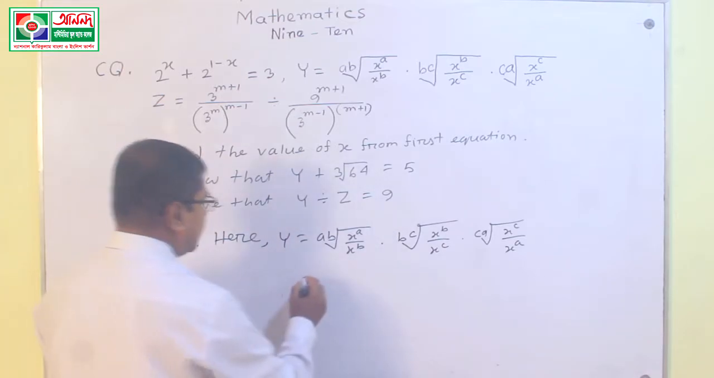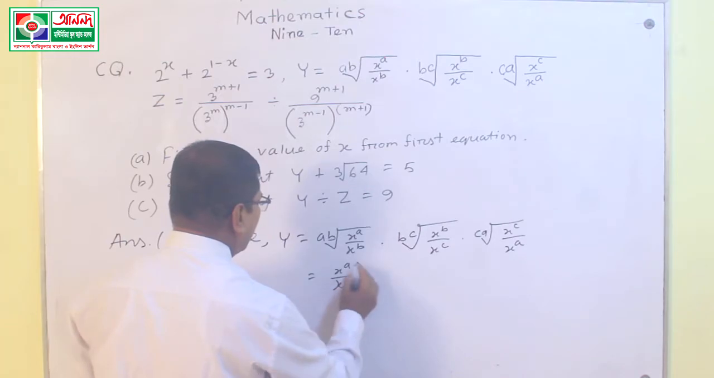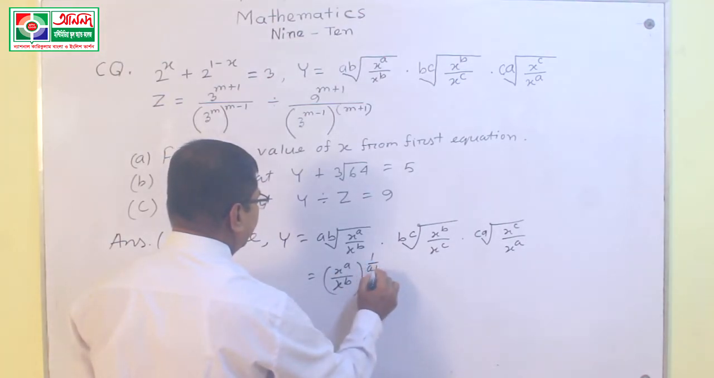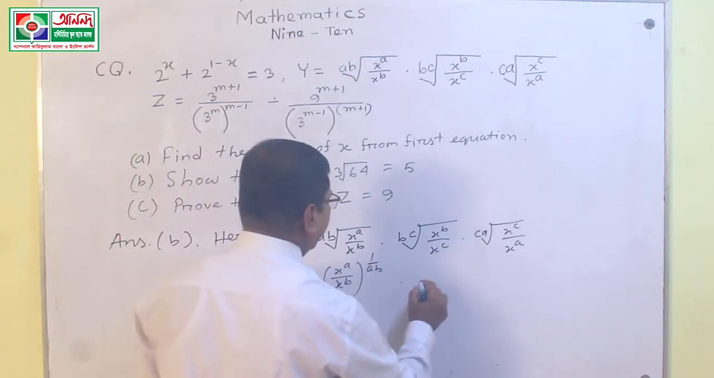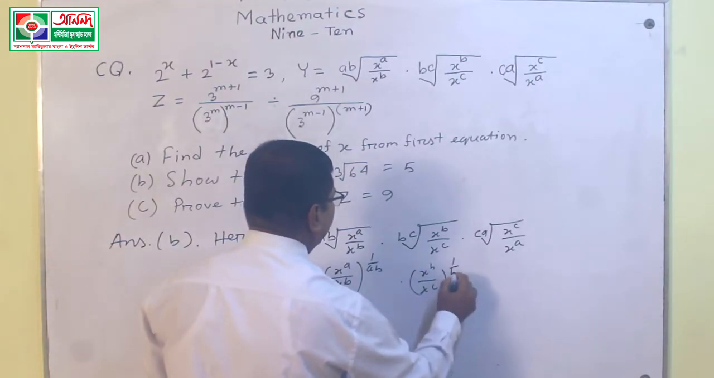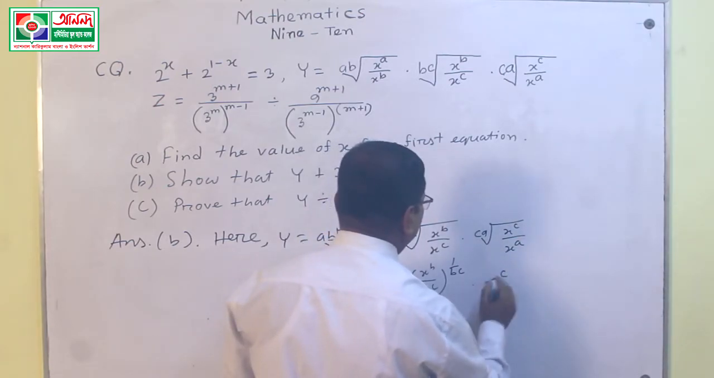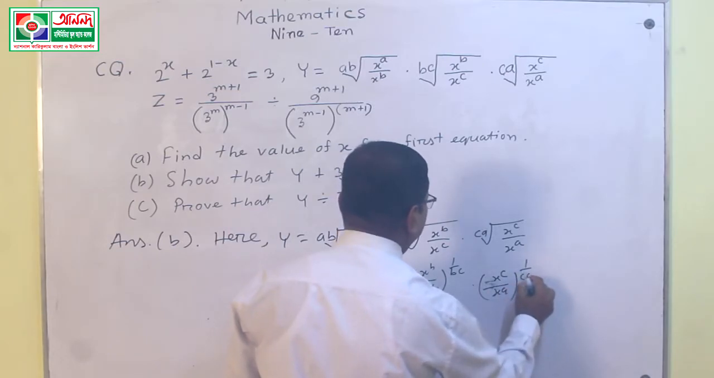At first we can write here x to the power a divided by x to the power b whole to the power 1 by ab. Same way you can write here x to the power b divided by x to the power c whole to the power 1 by bc into x to the power c divided by x to the power a whole to the power 1 by ca.